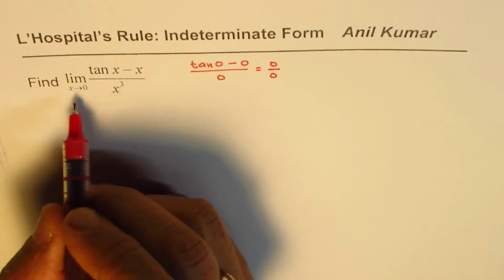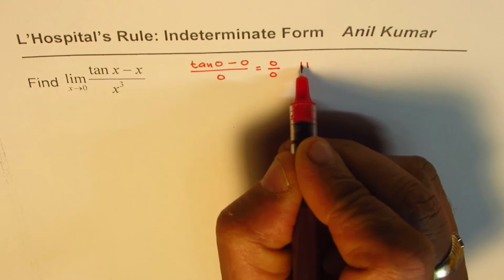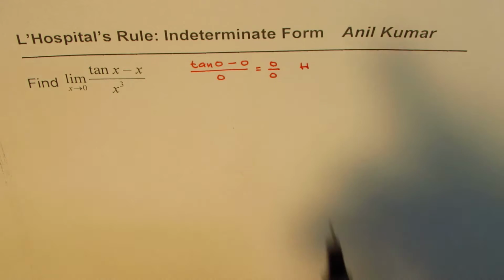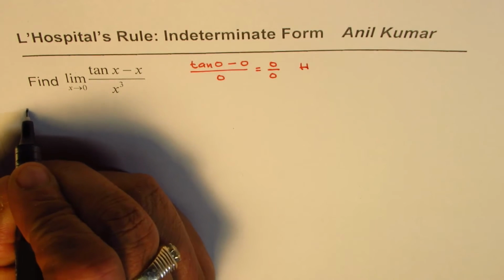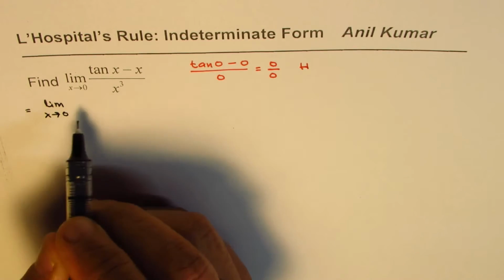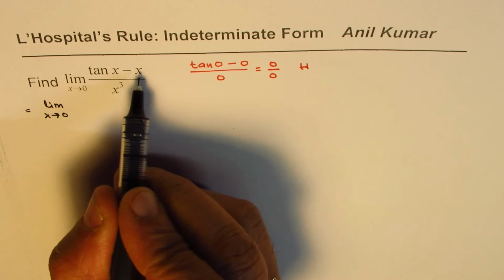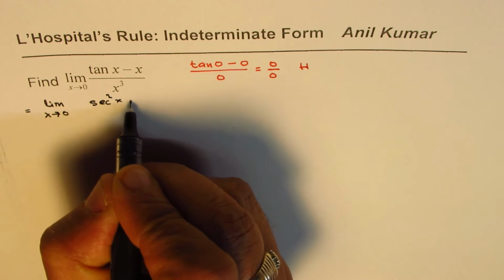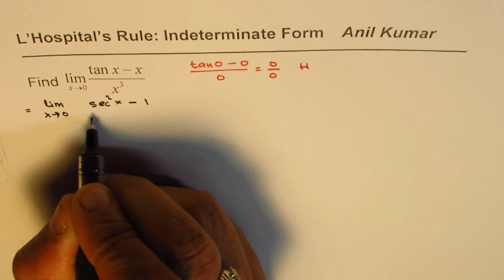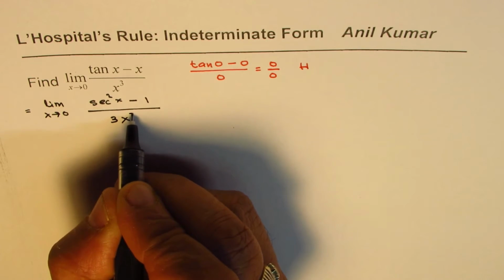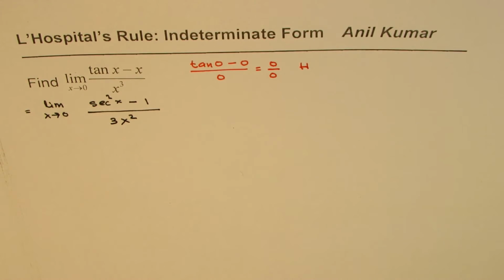So that is to say that the limit of the function is the same as the limit of the quotient of their derivatives, right? So we'll apply this rule now, and we can write this limit as the limit as x approaches 0. For the derivative of the numerator, the derivative of tan x is secant square x, minus 1, that is the derivative of x, and the derivative of x cubed is 3x square, right? So that is what we get after finding the derivatives.